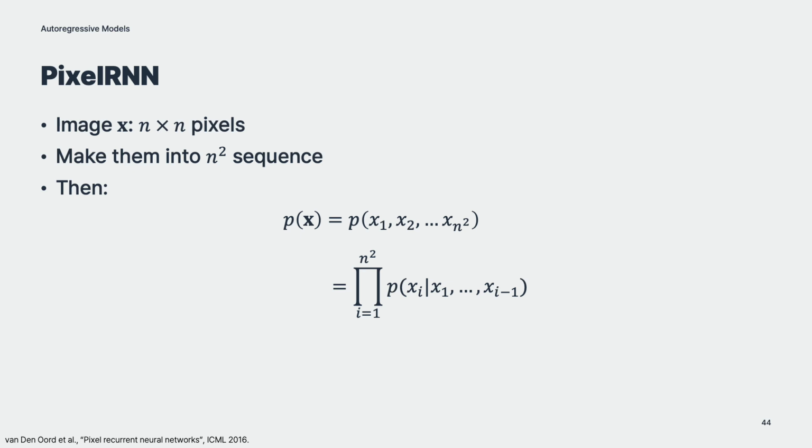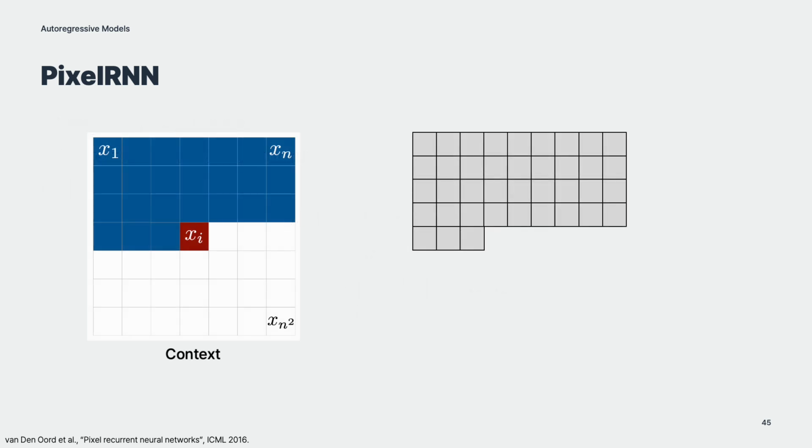A natural approach in this case would be to use an RNN that models the probability of each pixel conditioned on the previous pixels in the sequence. Pixel RNN models the distribution of the next possible pixel conditioned on all previously generated pixels, and generates new pixels sequentially based on that, and so on. Like this.